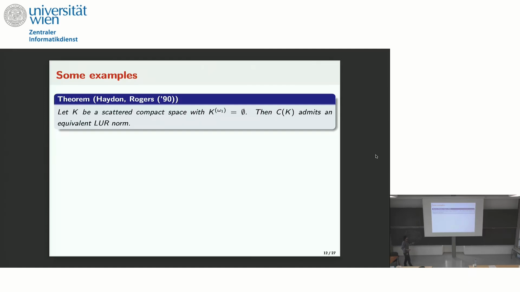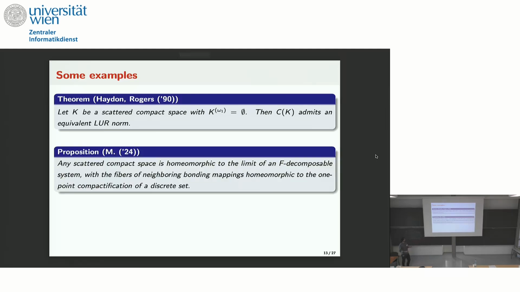So in 1990, Haydon and Rogers showed that for a scattered compact space of countable height, C(K) admits an equivalent LUR norm. Well, what we can observe is that any scattered compact space can be obtained as the limit of an F-decomposable system. And moreover, we have some nice property of the fibers of neighboring bonding mappings. They are homeomorphic to the one-point compactification of a discrete set.